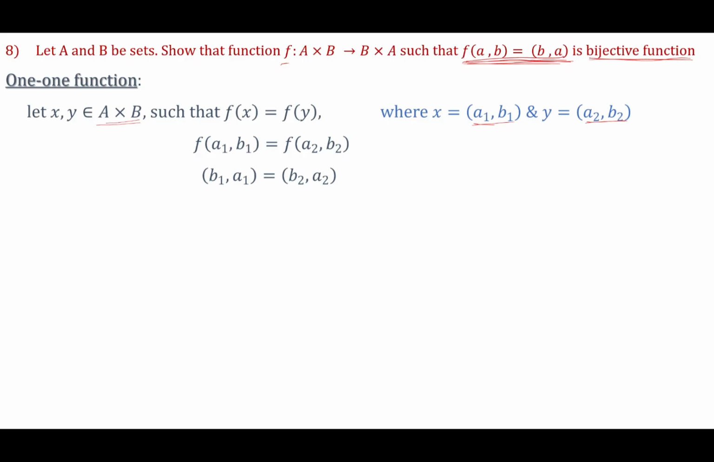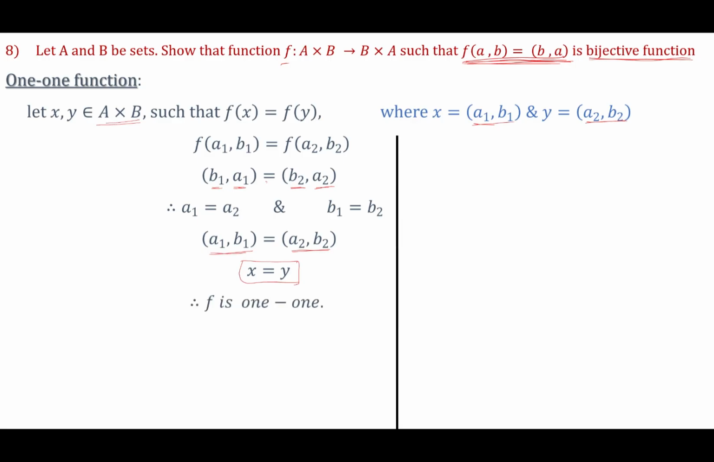So if you see carefully, b1 is equal to b2 and a1 is equal to a2. So if a1 is equal to a2 and b1 is equal to b2, which means (a1, b1) is equal to (a2, b2). If they are equal, which means this is x and this is y. This means x is equal to y. If you prove x is equal to y, which means the given function is 1-1.